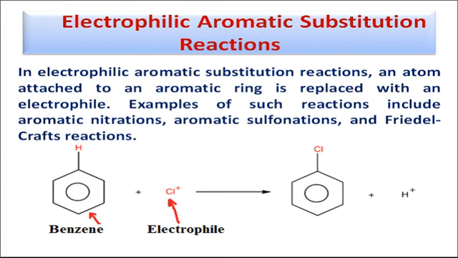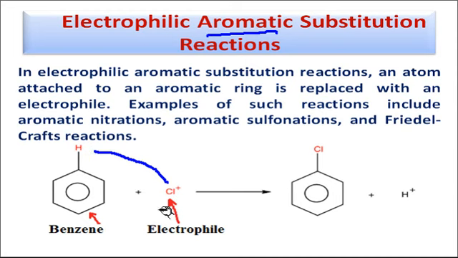Must remember that electrophilic substitution reactions are the characteristic reactions of aromatic compounds. So whenever we are talking about electrophilic substitution reactions, must remember these reactions are the characteristic reactions of aromatic compounds. In the electrophilic aromatic substitution reaction, an atom attached to the aromatic ring, so this is the benzene ring or the aromatic ring, is replaced by the attack of the electrophile.